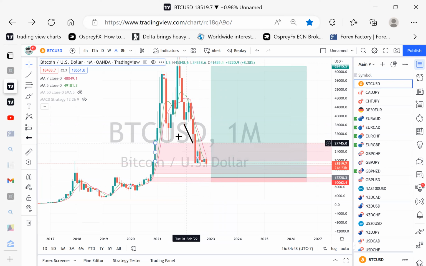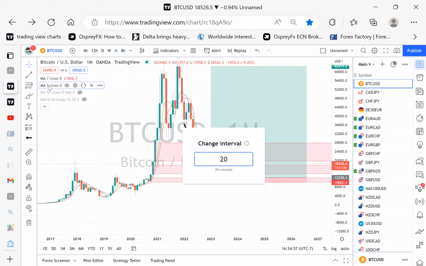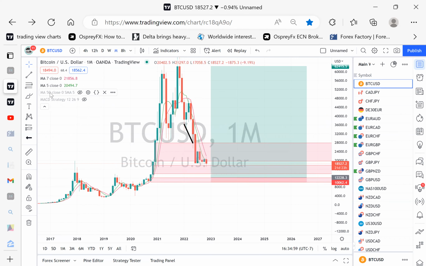There's another method of the moving average that you can use, and that's the 20 period moving average and the 200 period moving average. Let me see.